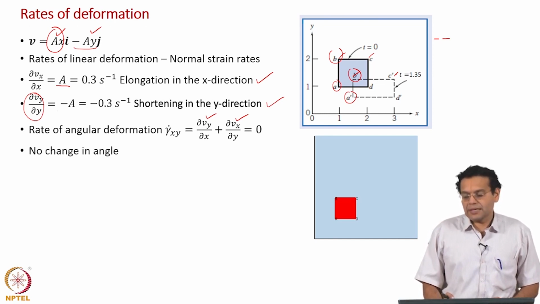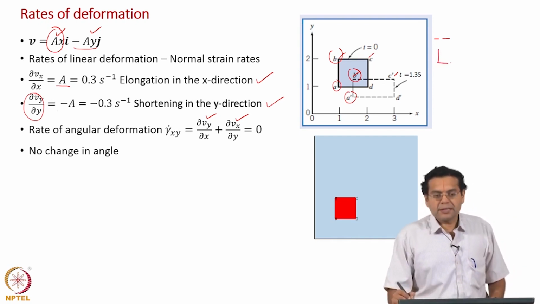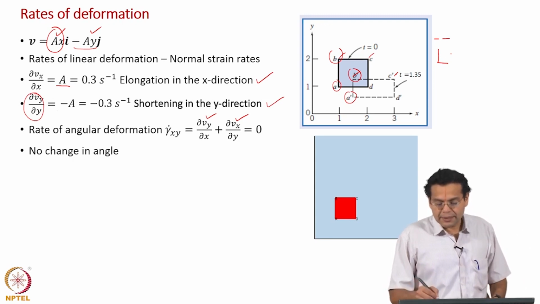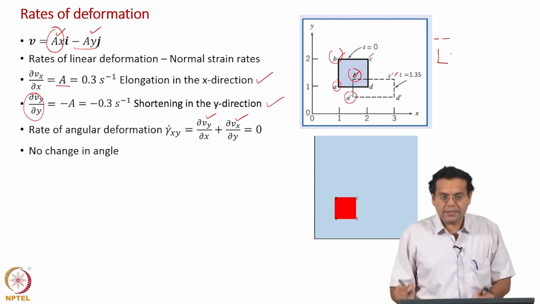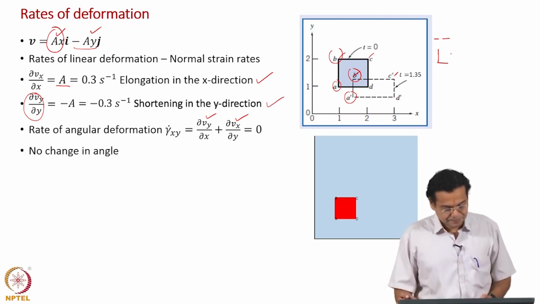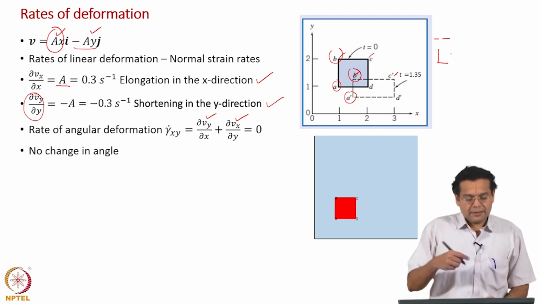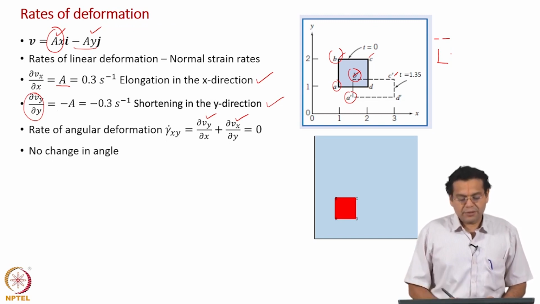When I say no change in angle, if you take two line segments perpendicular to each other, they remain as such. That is what you see here also. The angle BAD is 90 degrees, the angle B dash A dash D dash is also 90 degrees, there is no change in angle at all. That is why I said that in the earlier example we had angular deformation and of course rotation. In this example angular deformation is 0, we will see rotation is also 0, but we have normal strain rates.